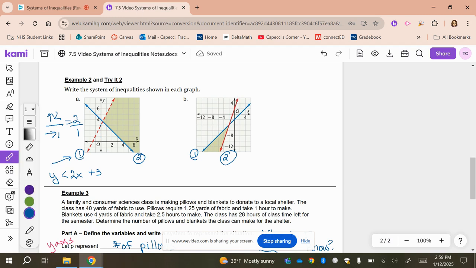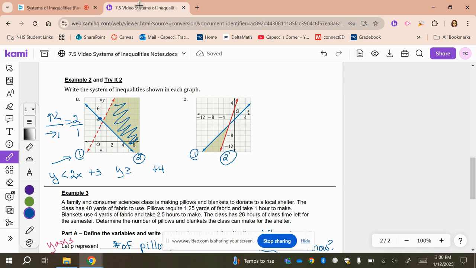Now, looking at the next inequality, I'm going to first look at the line. My y-intercept is at 4, positive 4. I notice that is a solid line, and I'm shading above, right? This overlapping region is above. So solid and above is greater than or equal to.